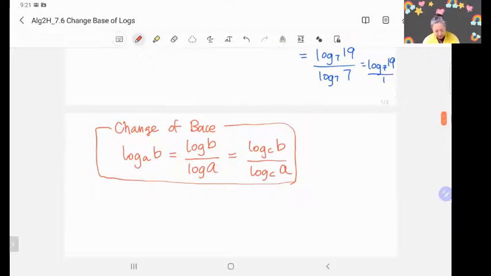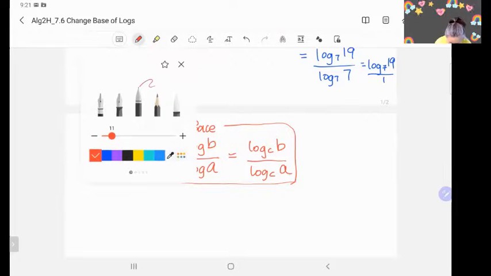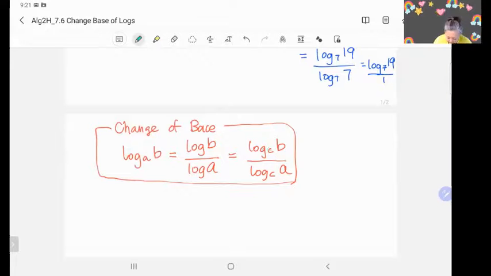Then a common confusion that I repeatedly observe every year is this. This is different from the quotient rule. So you always have to be careful. This change of base rule has its own log.